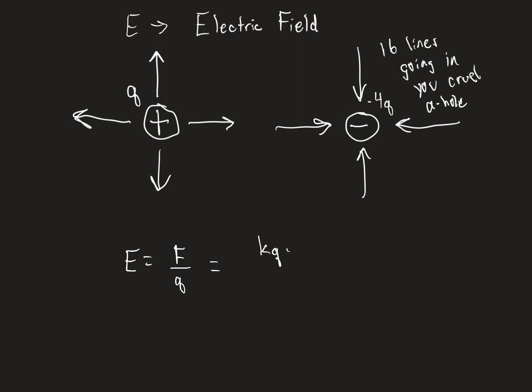K times Q over R squared. So I have another Q, and two of the Q's cancel out. So I can get another equation for electric field, KQ over R squared.